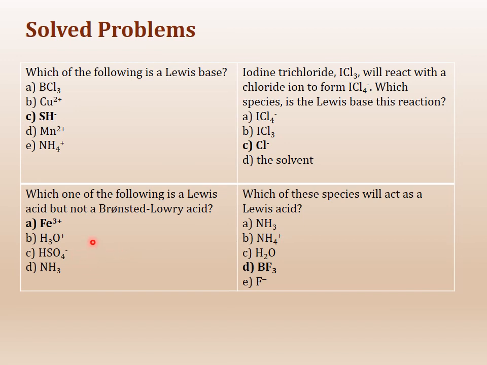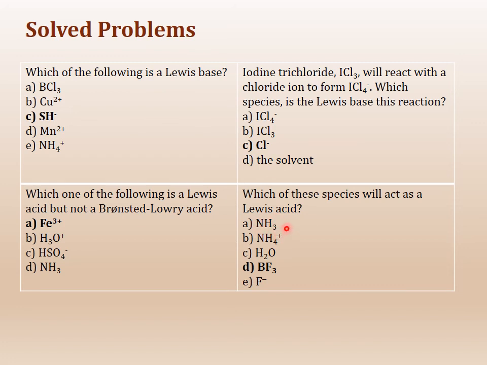Third question, which one of the following is a Lewis acid but not a Bronsted-Lowry acid? Remember, a Bronsted-Lowry acid is a proton donor, which means that you'll have a hydrogen in there. Iron 3+, hydronium ion, HSO4-, NH4+. These all have hydrogens in them, so these all can be Bronsted-Lowry acids, which leaves only iron 3+ as our Lewis acid.